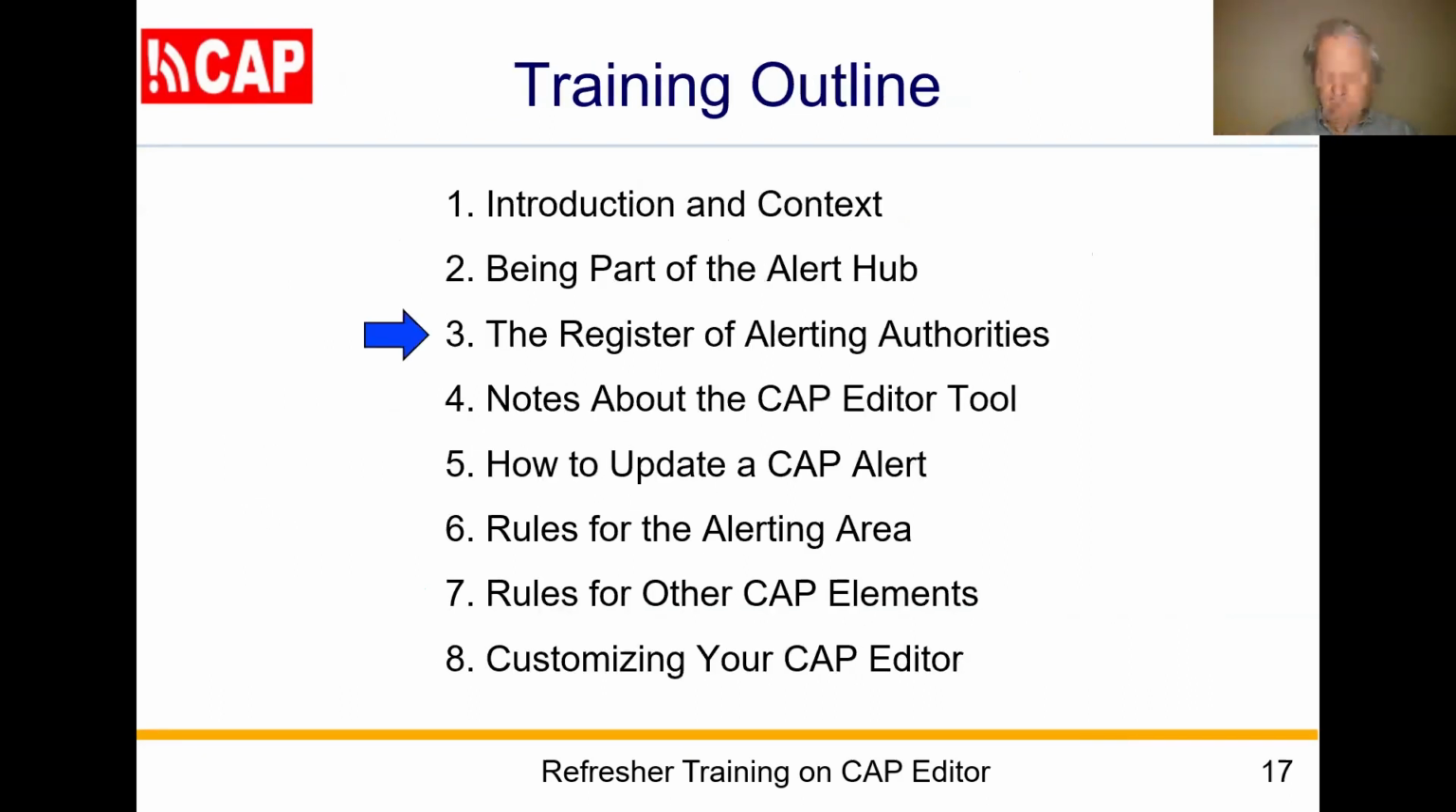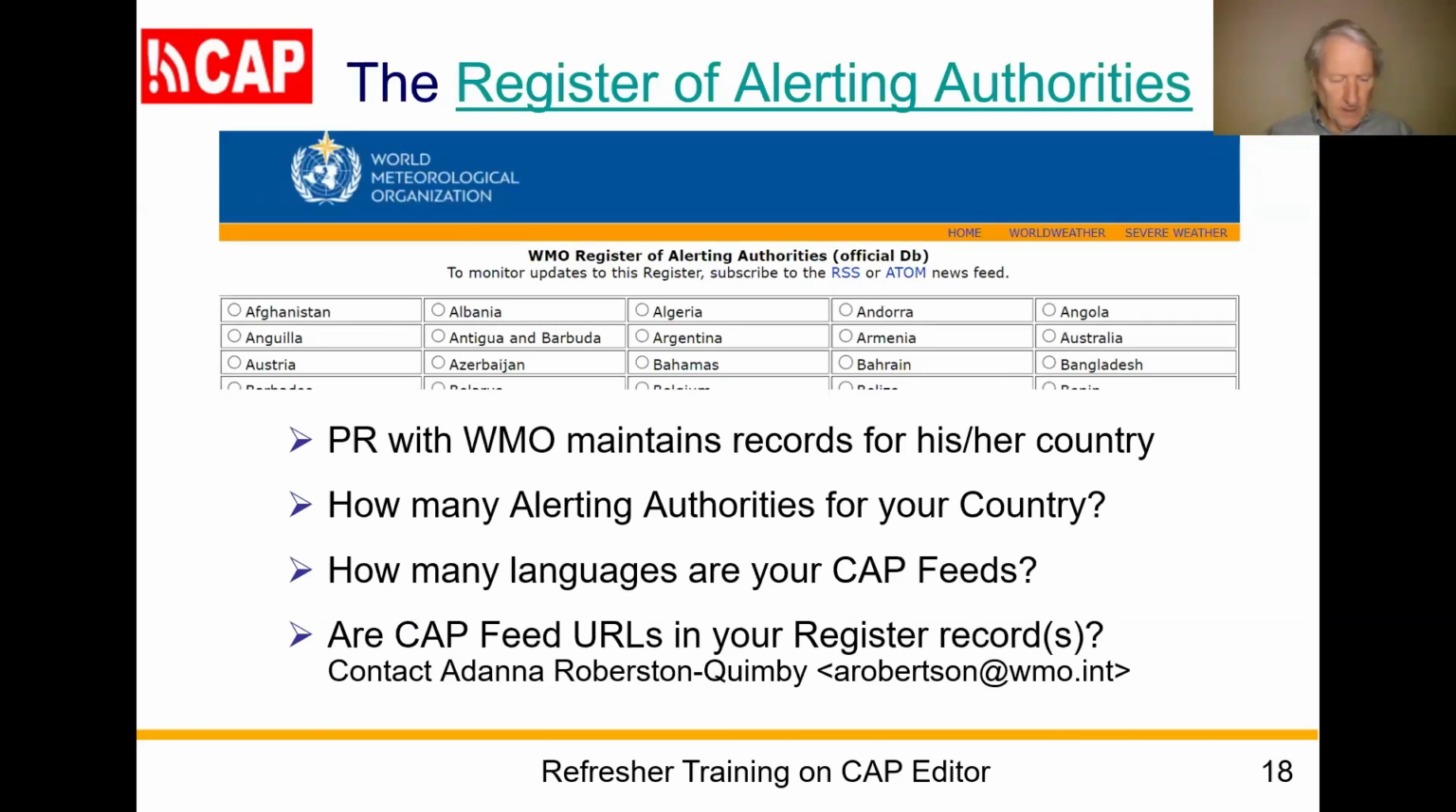Okay. I want to discuss briefly the International Register of Alerting Authorities. In the Register of Alerting Authorities, each permanent representative with WMO establishes and maintains records for his or her country. You ought to be aware of how many alerting authorities there are for your country. And here I would mention, for example, Aruba.